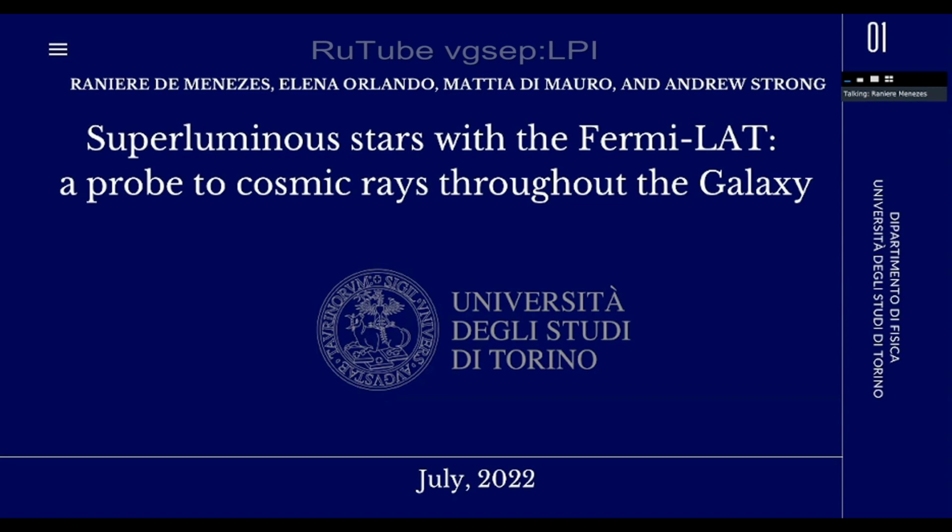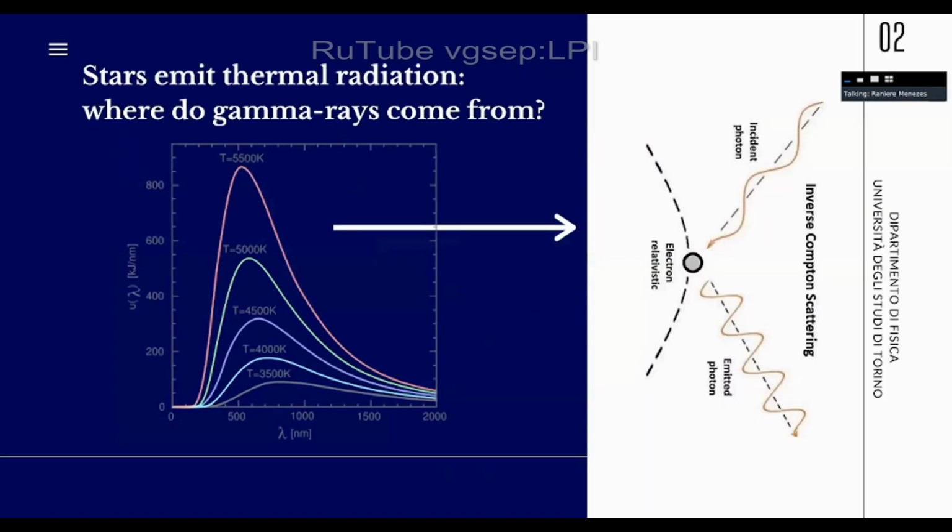Today I'm going to show you how we can use the gamma ray emission from stars to probe the density of cosmic rays throughout the galaxy. Stars emit thermal radiation, so how can they emit gamma rays? The gamma rays that we are willing to observe from stars are not coming from the stars themselves, but from the inverse Compton scattering of cosmic ray electrons on the thermal photons surrounding the stars, in the photon halo of the stars.